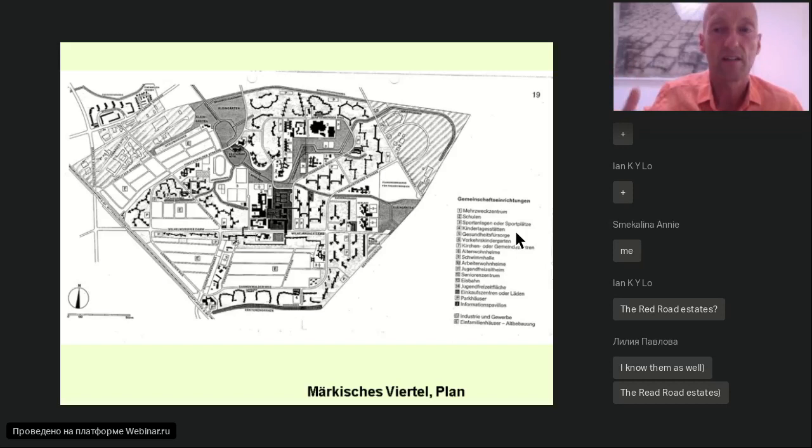The architecture was based on light and air and a lot of greenery, and it was very successful at that level.